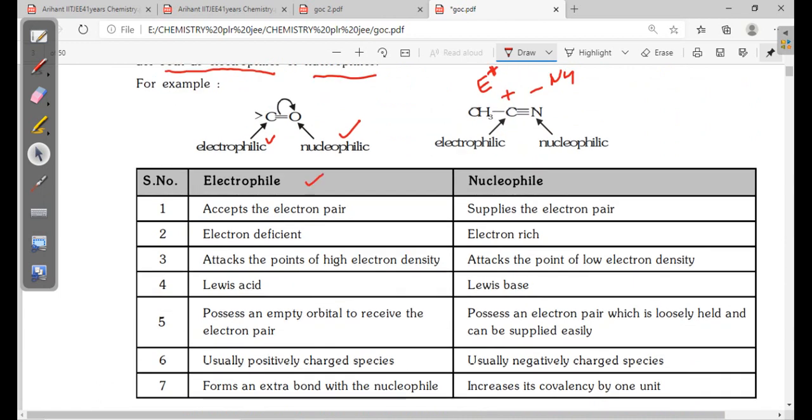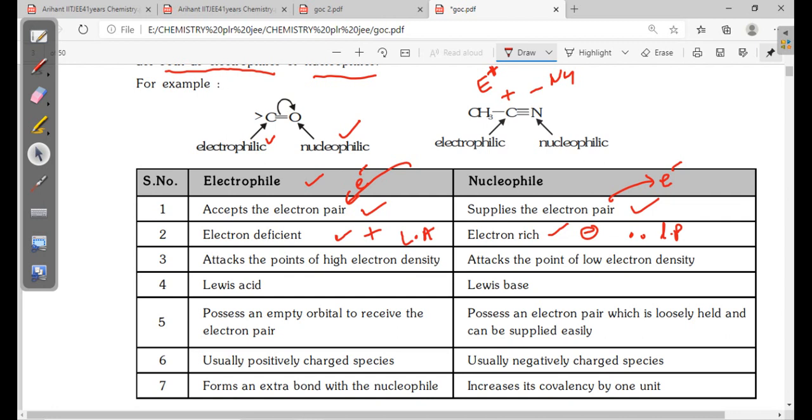An electrophile accepts the electron pair. A nucleophile supplies the electron pair. Of course, it is donating electrons, and the other is receiving electrons. Already electron deficient is there. This is electron rich, this is electron deficient. That's why it is generally positive, or Lewis acids. The nucleophile is negative, or a lone pair is present. Lone pair.